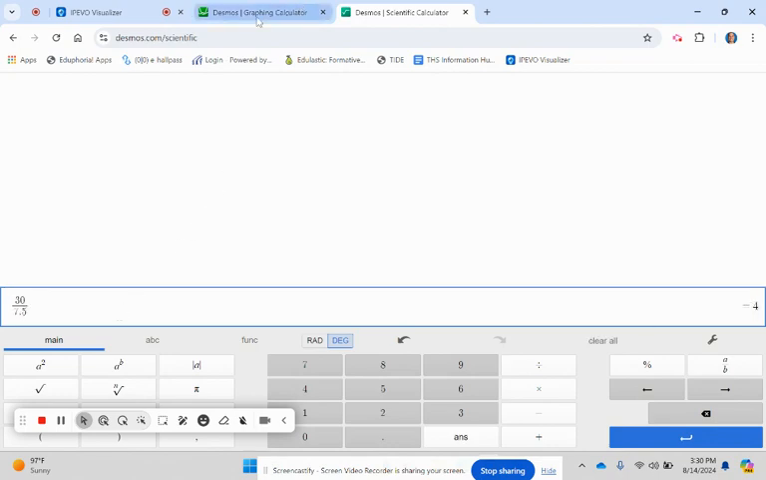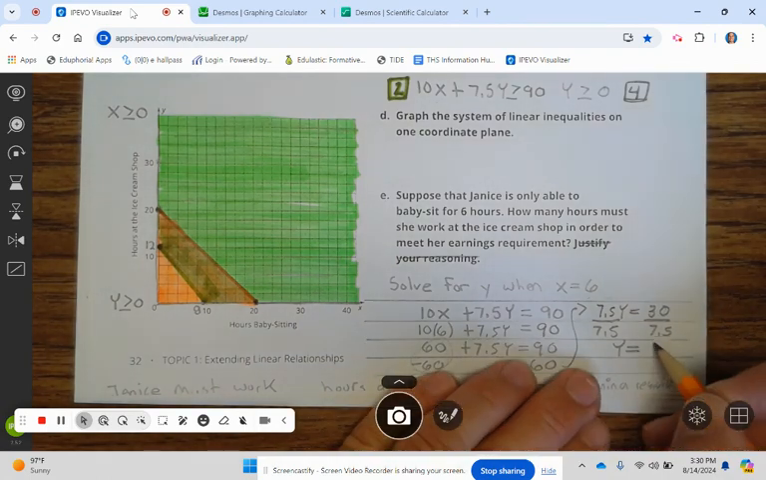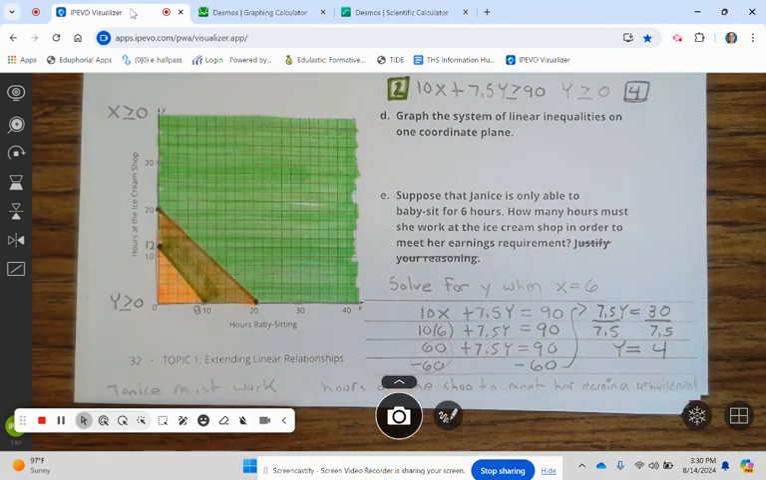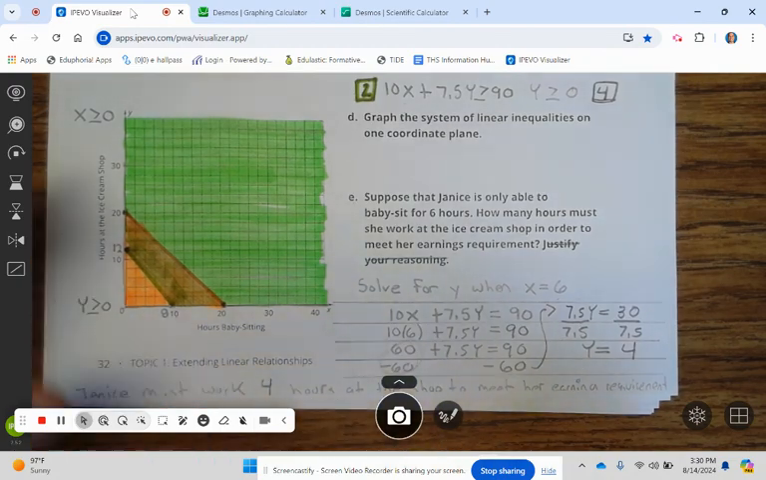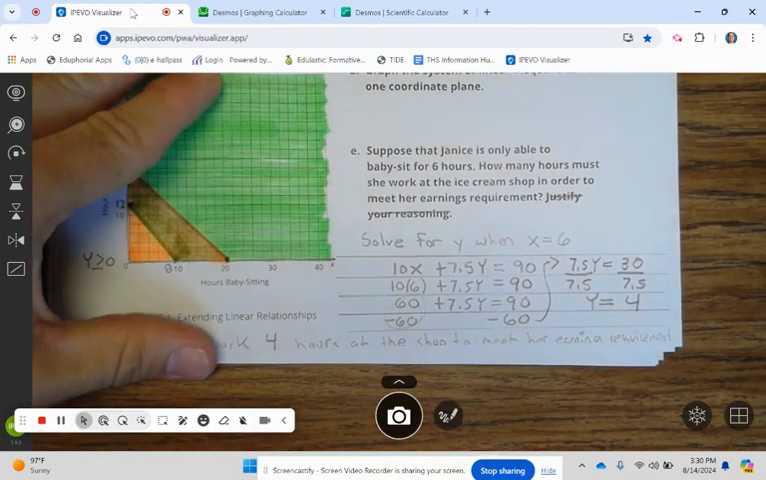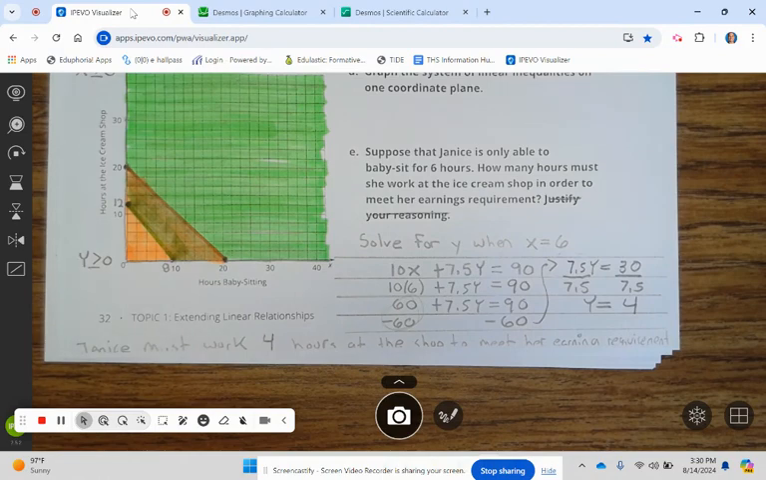Is 4. Okay, so y equals 4. So Janice must work 4 hours to meet her earning requirement. Okay, let's take a look at the next page.